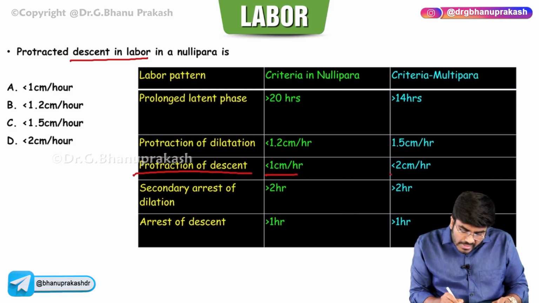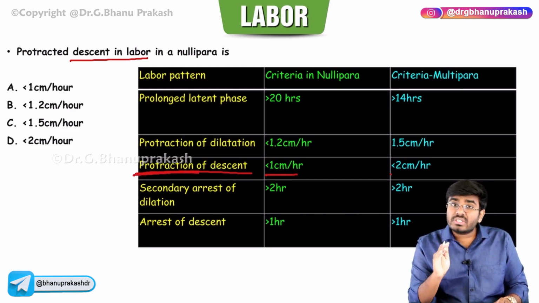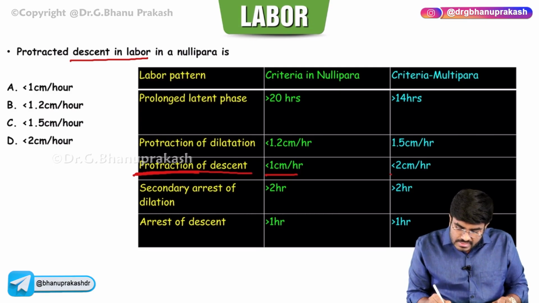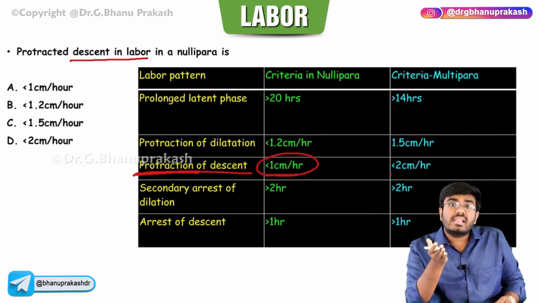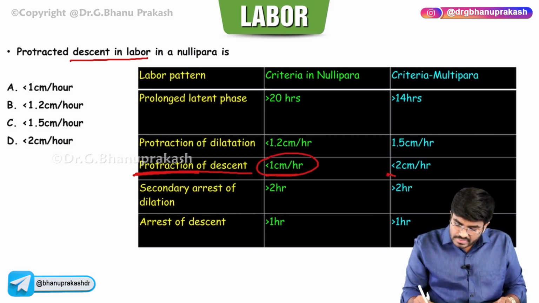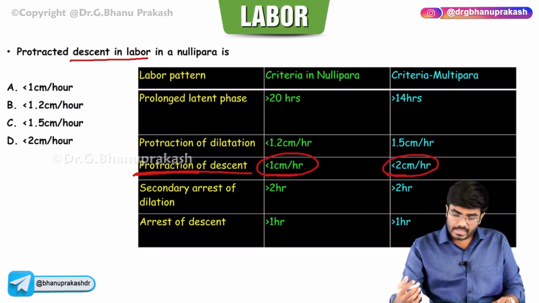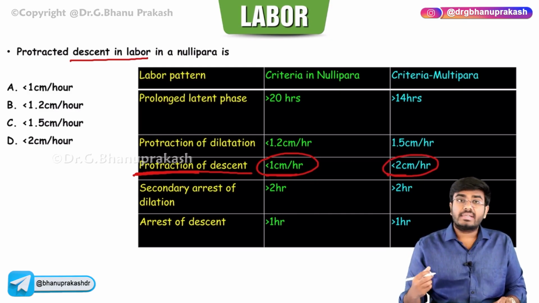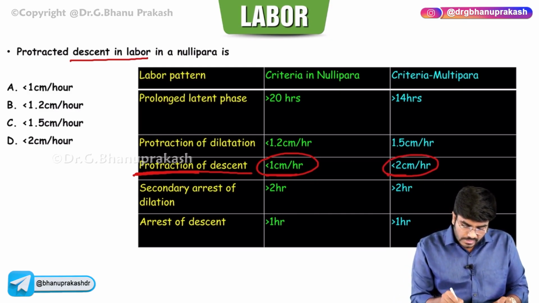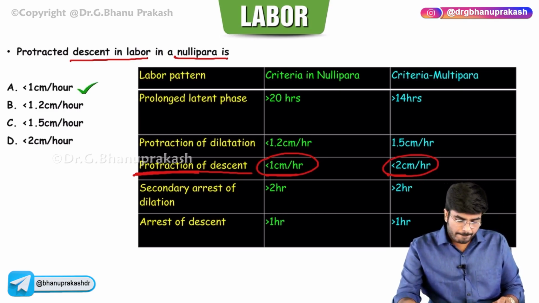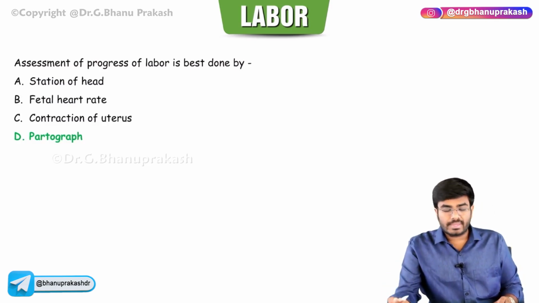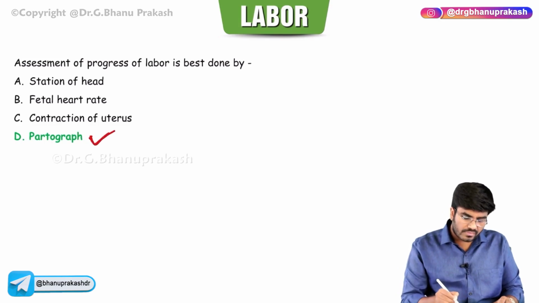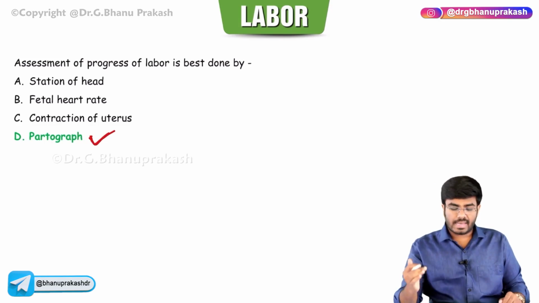So we are going to call it a protracted descent whenever the descent rate is less than 1 centimeter per hour in nullipara and less than 2 centimeter per hour in multipara. We are going to call it protracted descent of labor. So in nullipara, the answer is going to be less than 1 centimeter per hour. Okay, answer was already given. The assessment of progress of labor is best done by the partograph. With the partograph, you are going to have the best assessment of the labor.